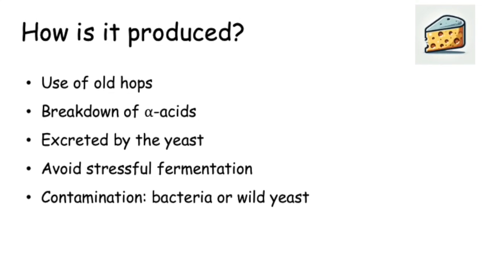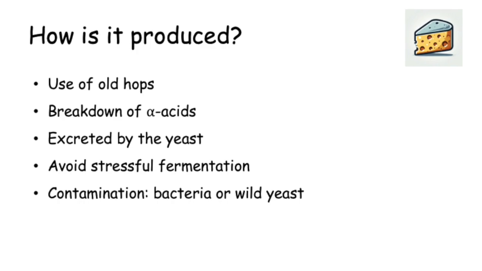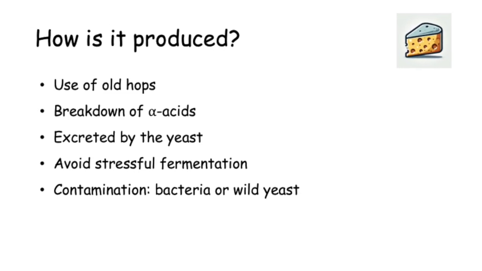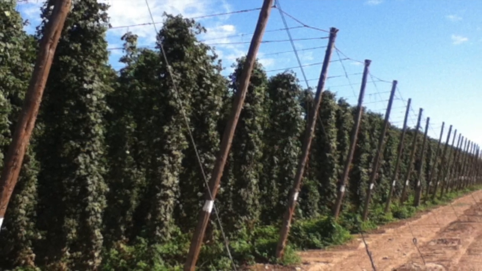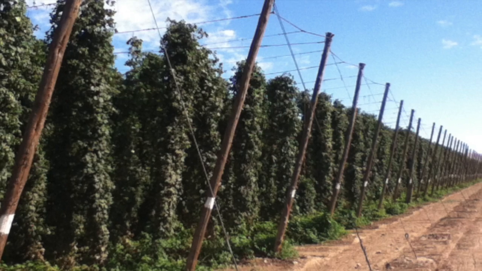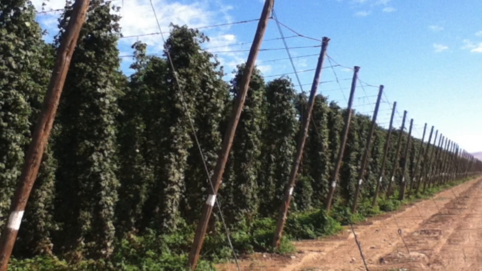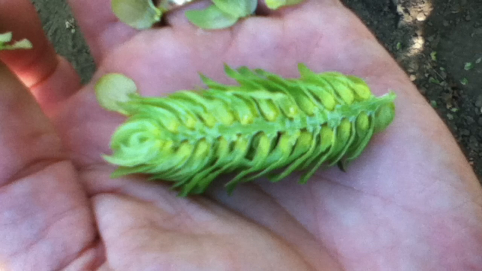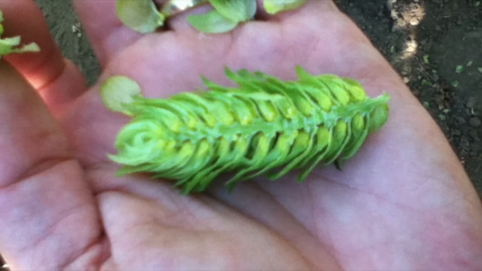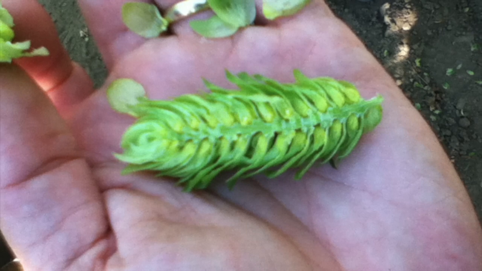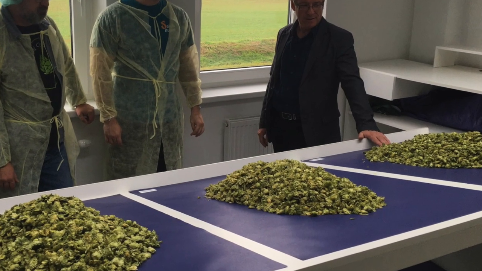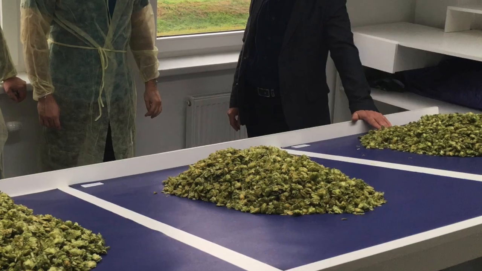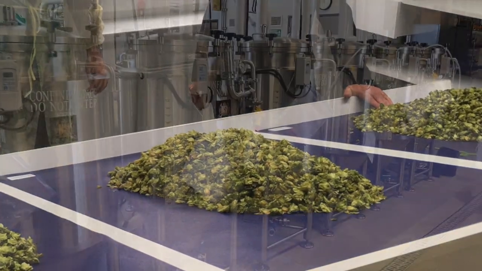Isovaleric acid, the chemical compound behind this flavor, is primarily introduced through the use of old hops. Fresh hops contain isovaleric acid precursors. Over time, especially when hops are improperly stored or become oxidized, the alpha acids in the hops, the same compounds which are ultimately responsible for beer bitterness, break down and release free isovaleric acid. This is why old or stale hops often lead to that cheesy, unpleasant note in beer.